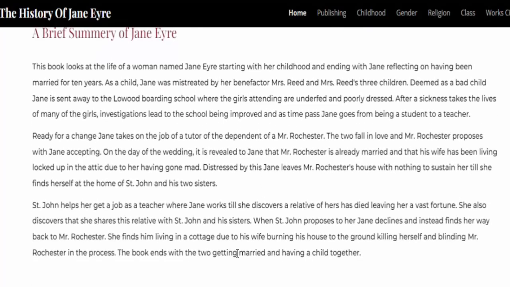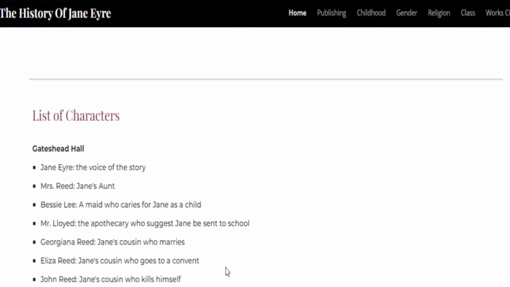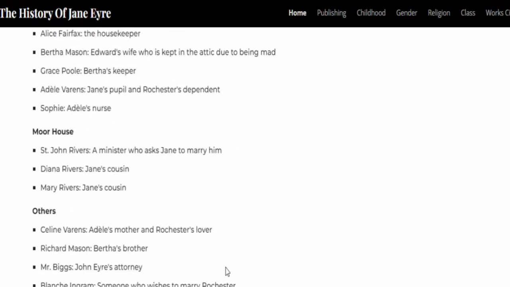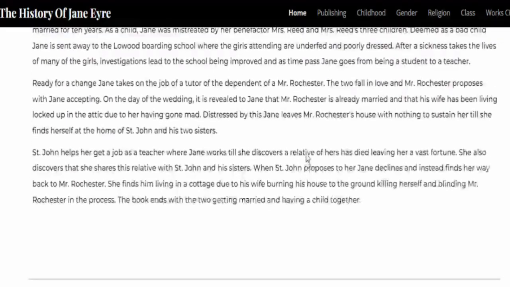I also have a brief summary of Jane Eyre, so if you've never read it before, there's 3 paragraphs that summarize the entire story pretty much. And I've also got a list of characters, so every person is mentioned here, as well as a simple little sentence about what role they played in the book.